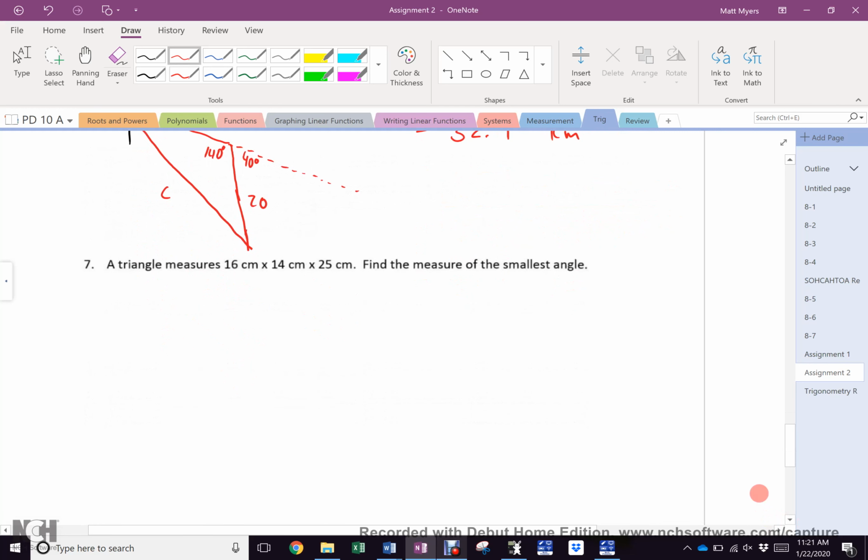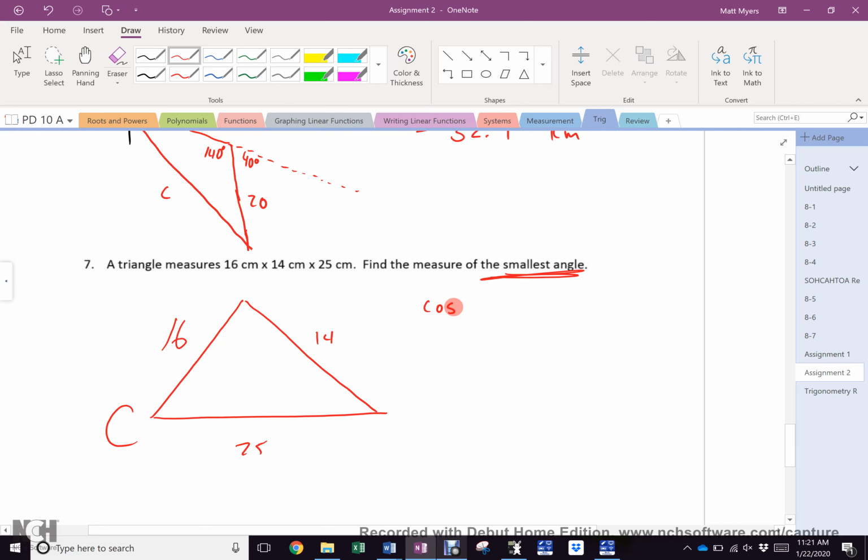A triangle measures 16 by 25 by 14. Find the smallest angle. Where would the smallest angle be? It would have to be right there across from the smallest side, so that makes that C. Cos C equals c squared minus a squared minus b squared over negative 2ab. 14 squared minus 16 squared minus 25 squared over negative 2 times 16 times 25.